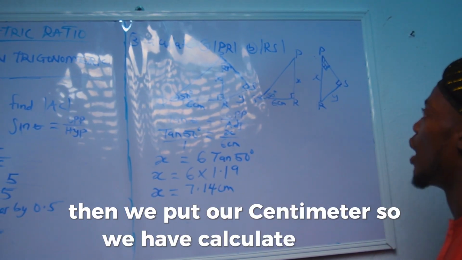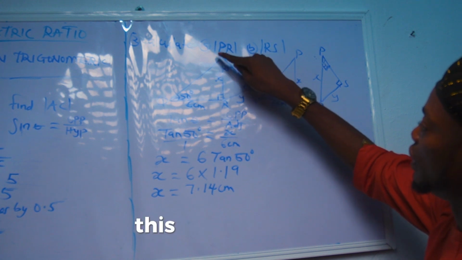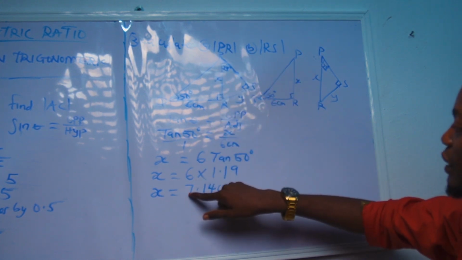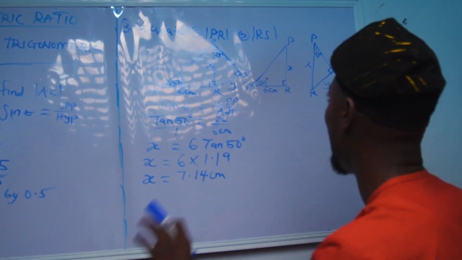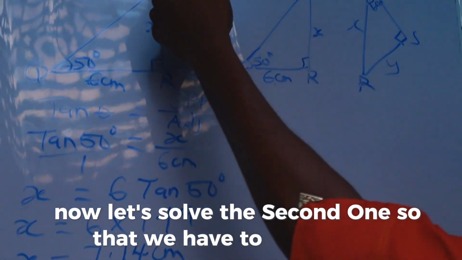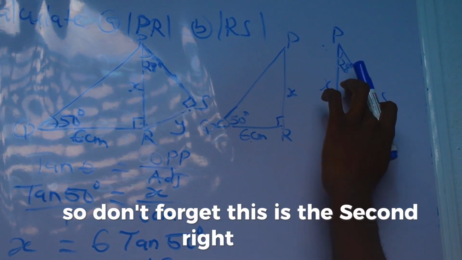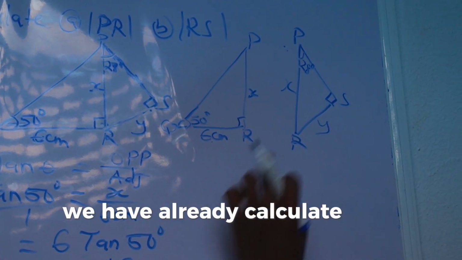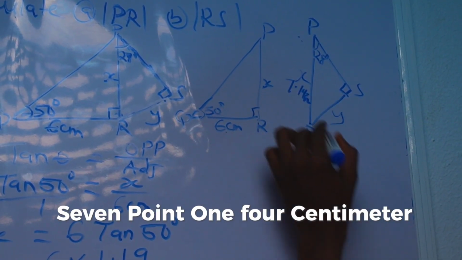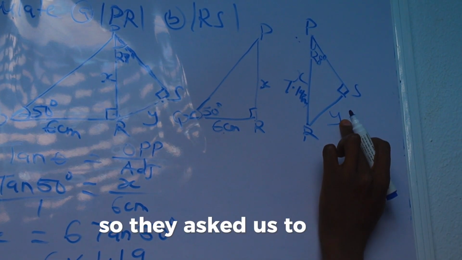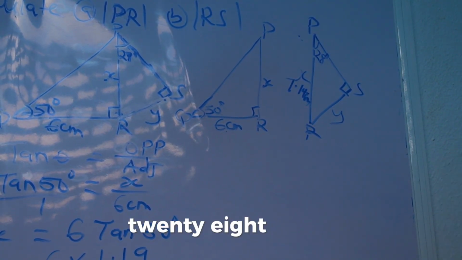So we have calculated our PR. This is PR, which is 7.14 centimeter. Do you get that? Now let's solve the second one so that we're able to find our RS. So don't forget, this is the second right angle. We have already calculated our x as what now? 7.14 centimeter, right? So they ask us to find y and they are giving angle 28 degree.